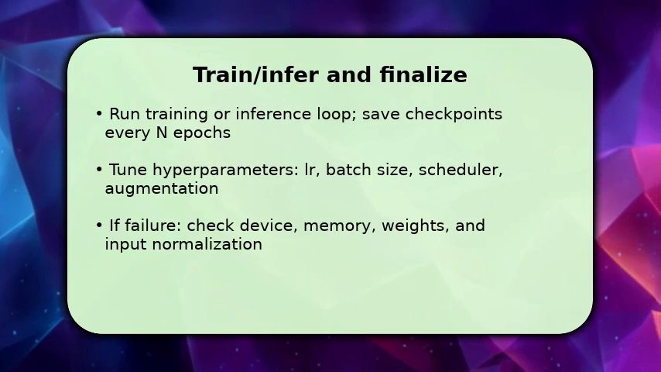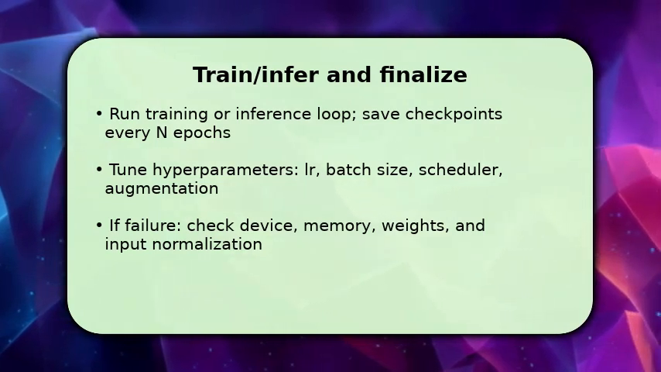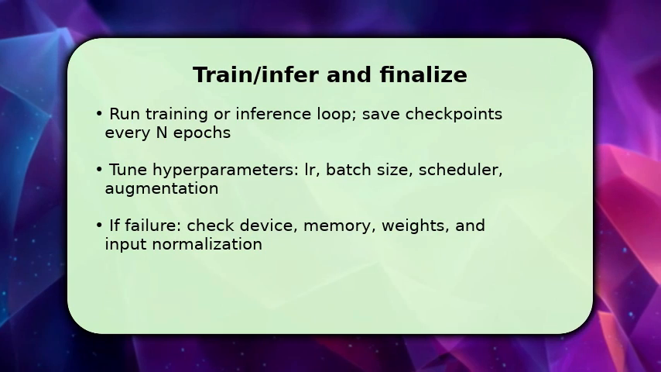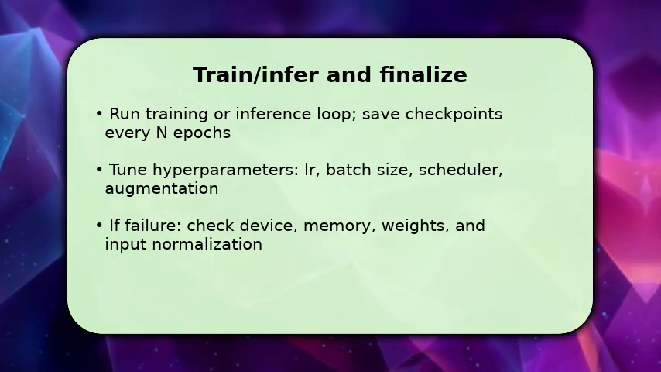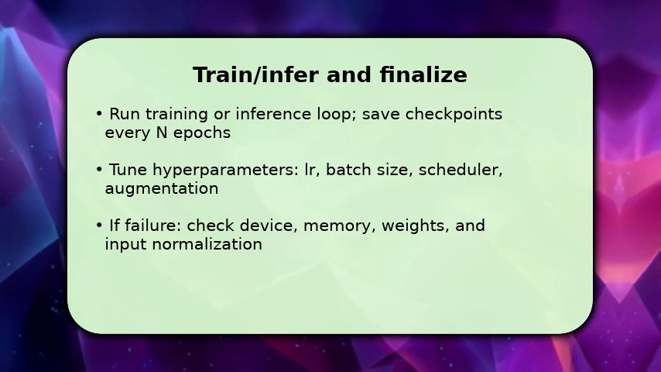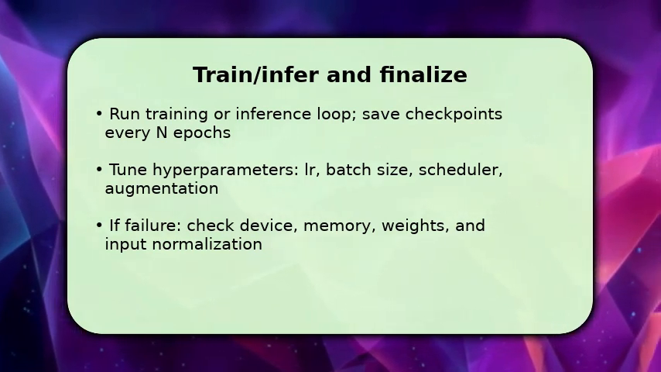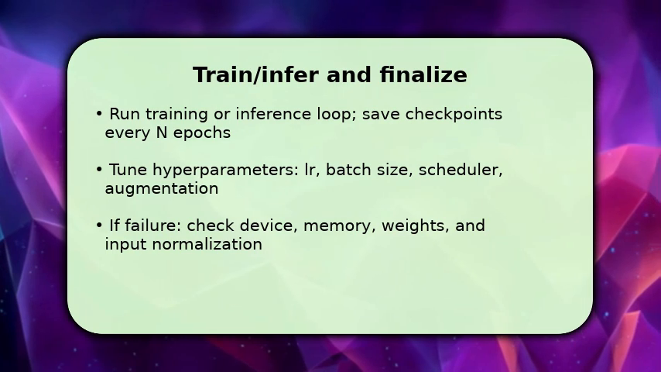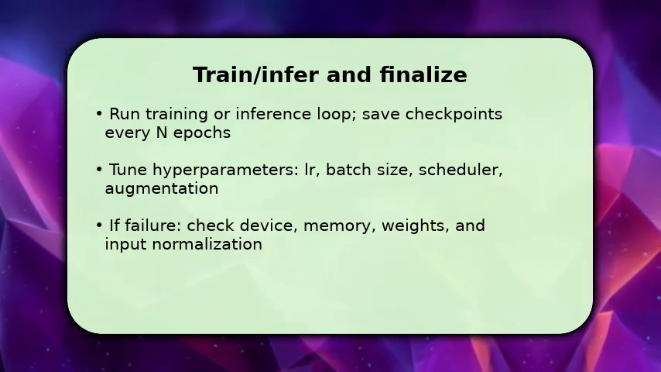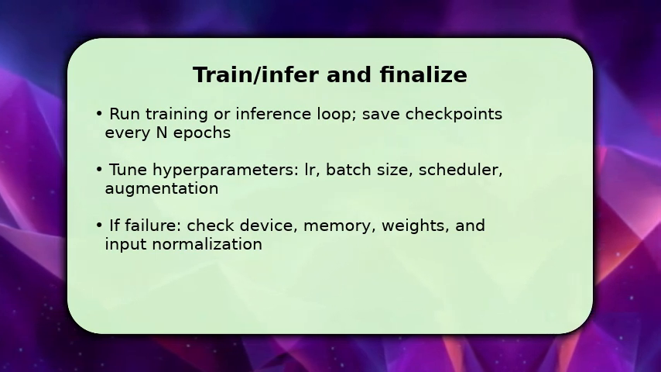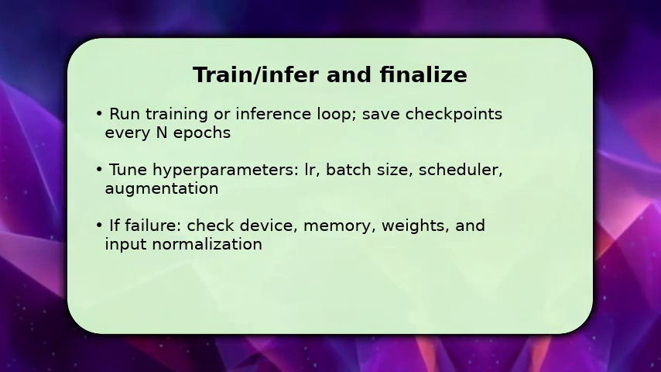You finish by running the training or inference loop and saving checkpoints every n epochs so you can resume or roll back. Monitor losses and sample outputs, then tune learning rate, batch size, scheduler, and augmentations to improve quality. Once satisfied, export the model and provide a small inference script that loads weights, runs the generator, and post-processes outputs.